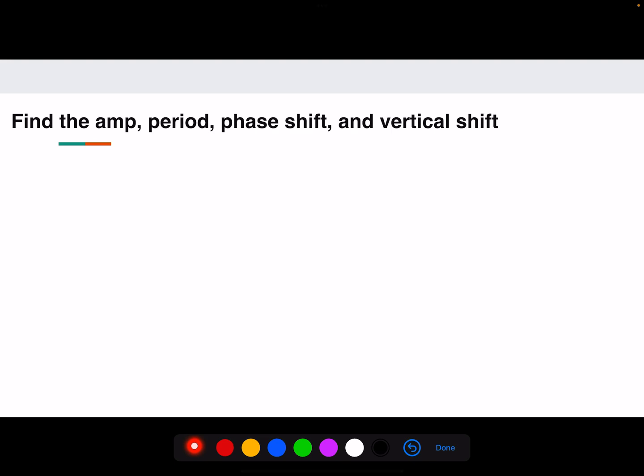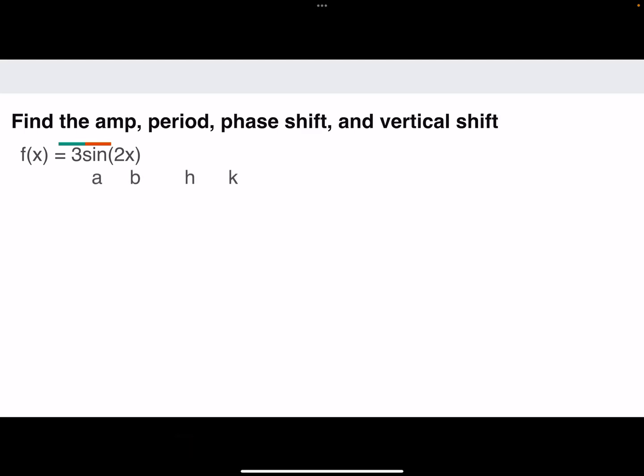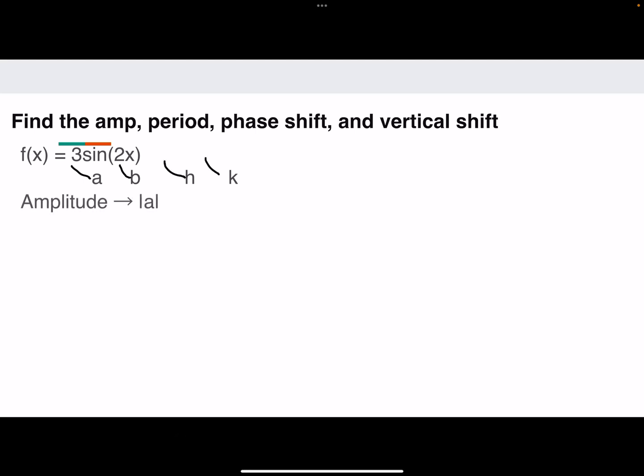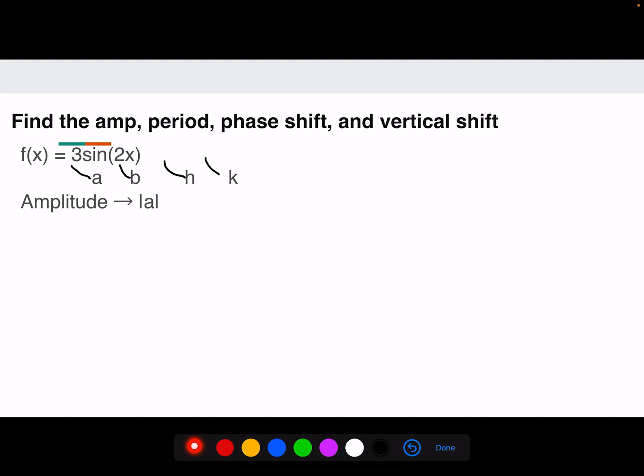All right, so what we want to do is find the amplitude, period, phase shift, and vertical shift of this function. So if we want to find the amplitude, those will be all my letters. They're off a little bit, right there, there, there, and there. The amplitude is going to be the A, that's the beginning. So it's going to be the absolute value of 3, so my amplitude is going to be 3. Whoever that first number is, I just find the absolute value of it.